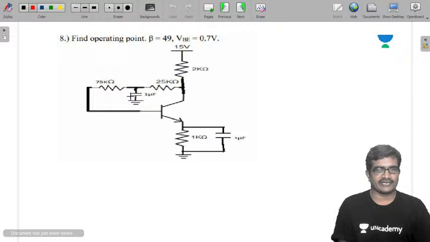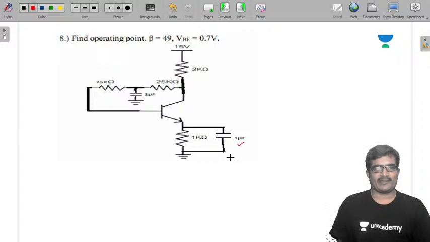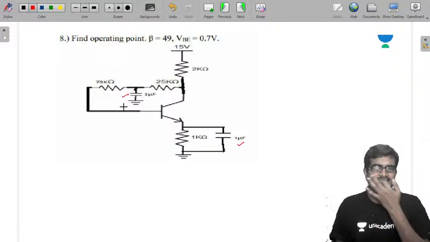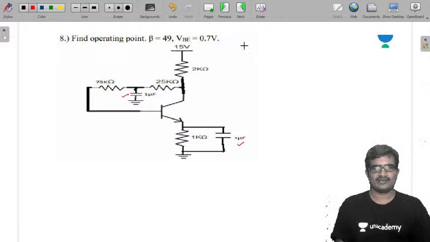This is the given circuit diagram. Here you need to find the operating point of this transistor. Two capacitors are given: one capacitor at the collector terminal of 1 microfarad, and another capacitor in the feedback resistors. First we need to pick the DC equivalent circuit of this. Now I am taking the DC equivalent circuit of it first.